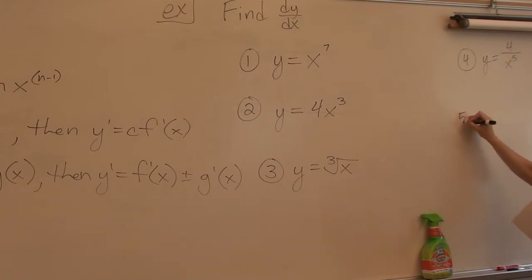And number five, y equals 5x to the 8th minus 3x to the 4th plus 8x to the 2/3 plus 6x minus the 5th root of x plus 2 over the square root of x minus 0.875.